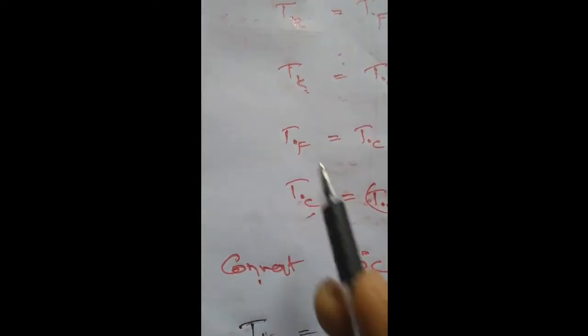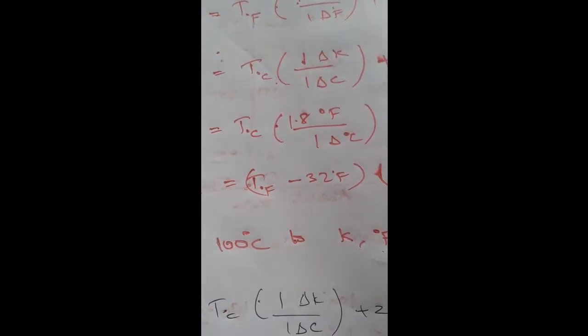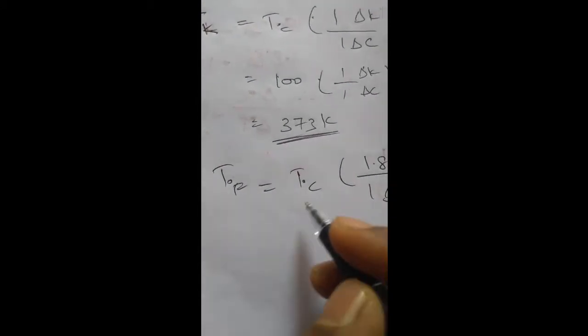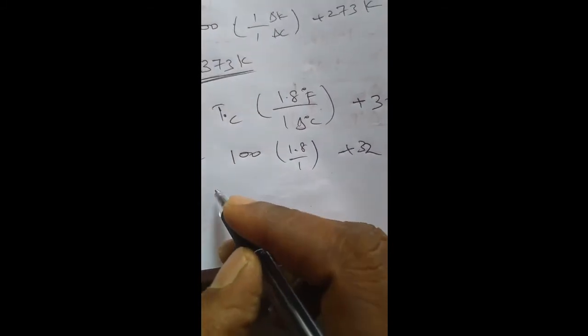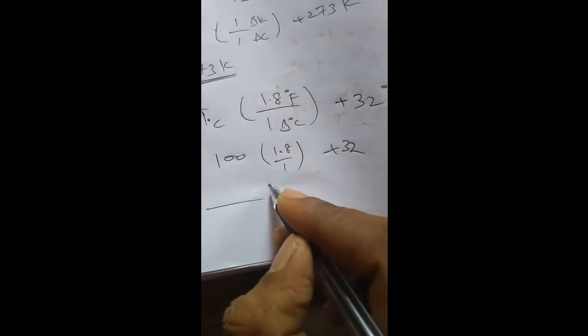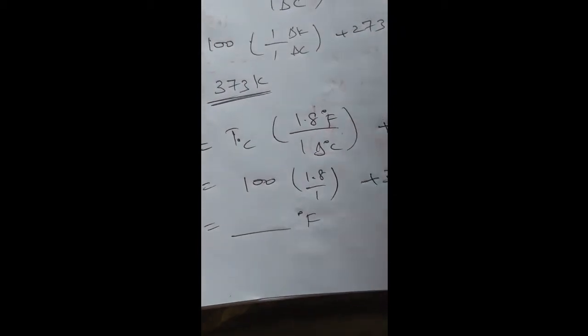Now to convert to degree Fahrenheit, what is the formula? T degree Fahrenheit is equal to T degree Celsius into 1.8 degree Fahrenheit by 1 delta degree Celsius plus 32 degree Fahrenheit. So that formula is equal to 100 into 1.8 by 1 plus 32, which is equal to 212 Fahrenheit.